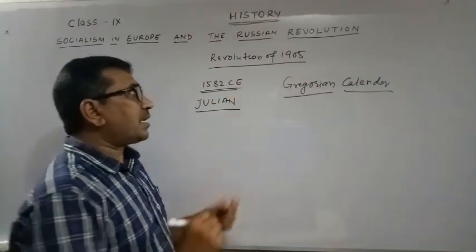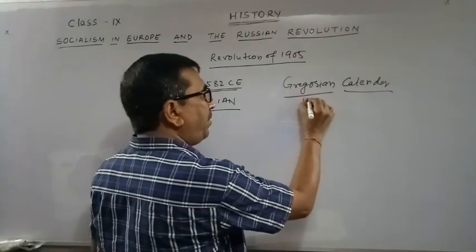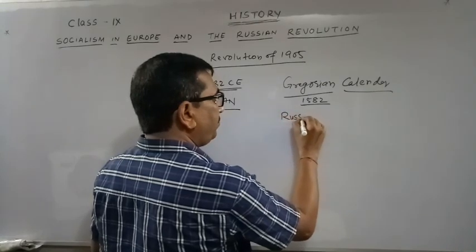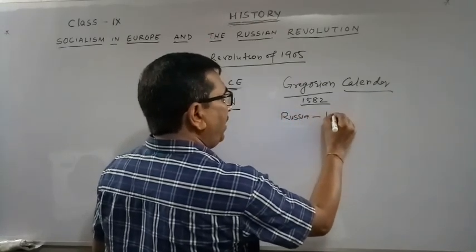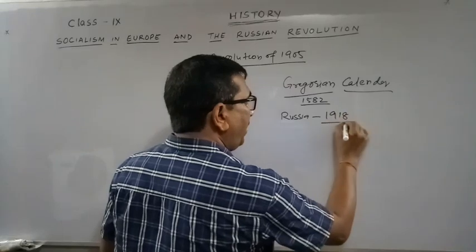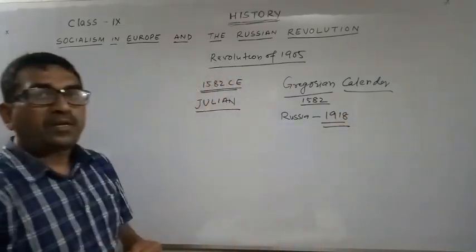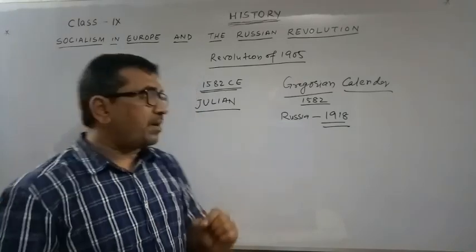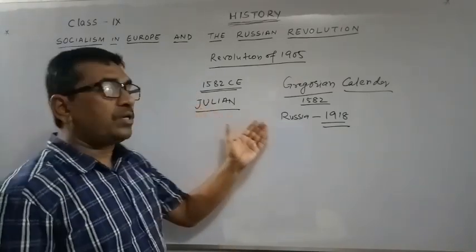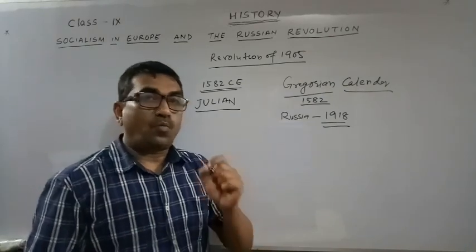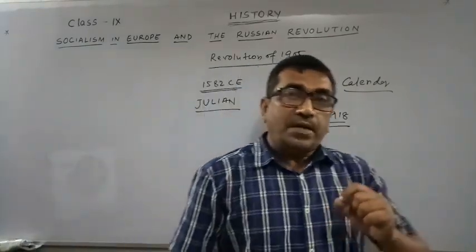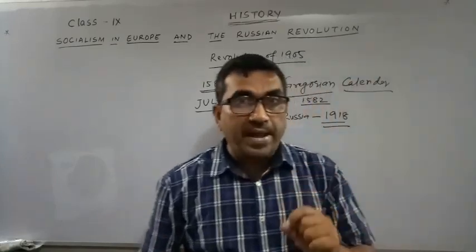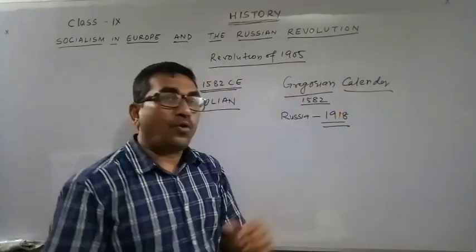England used this Gregorian calendar in 1752 and Russia adopted it in 1918. It means in Russia till 1918 they were using the Julian calendar. Only one difference is that the Julian calendar is 13 days behind the Gregorian calendar.